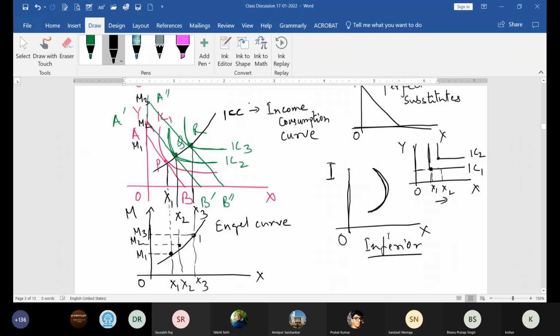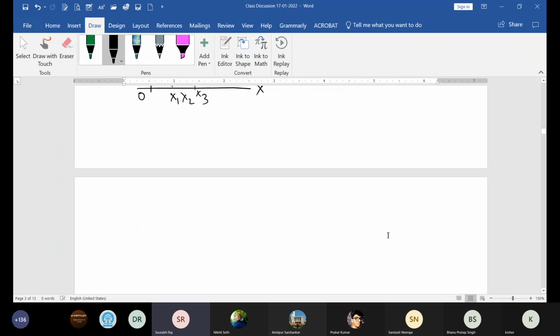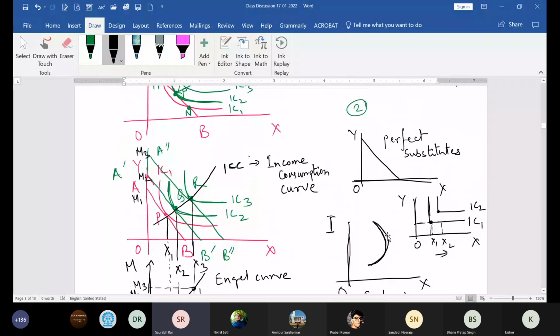Sir, in the ICC curve, on the y-intercept you have written M1, M2, M3. It should be M1 by Py, sir, right? Yes, this point represents your M1 by Py. Yes, sir, that's what I was asking. But I am not writing this one to represent this point. Do not confuse. Here I am not representing this one point.